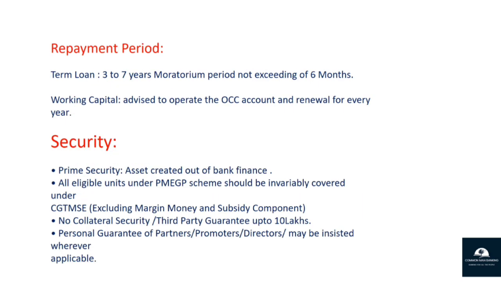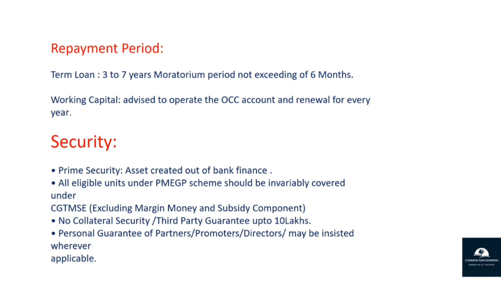Repayment period. The term loan has to be repaid in 3 to 7 years. The moratorium period, moratorium means repayment holiday. You don't need to pay during that period. The maximum period is 6 months. This period is given to you for construction. During construction or the implementation stage there is no income generation, so the bank will give the repayment holiday. After that, you have to pay along with the interest for the repayment holiday period.